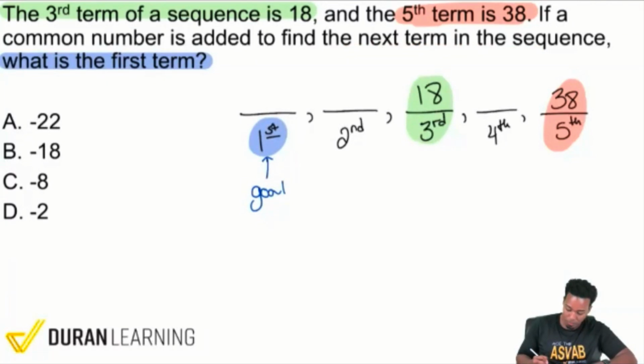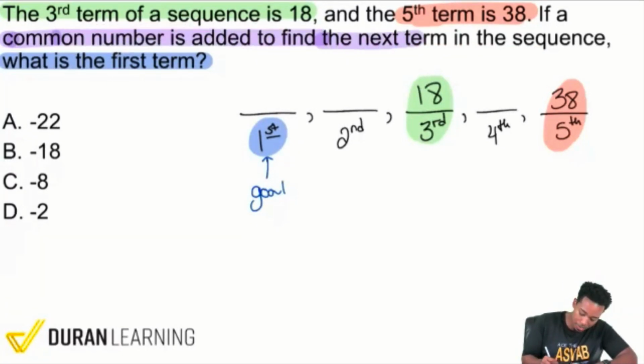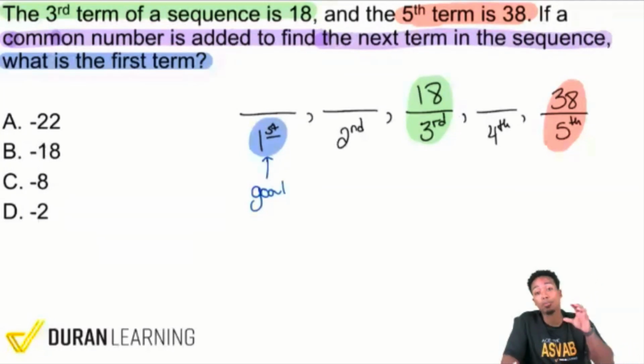So that's very important here. A common number is added to find the next term in the sequence. What does that mean? Everybody, that means, and you tell me, is this true or false? If you're adding a common number, it means that you're adding the same thing every time to get from the next term to the next term to the next term.